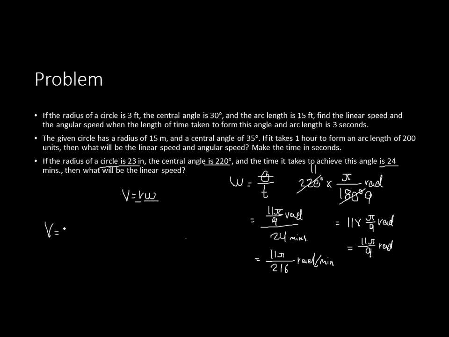So V is equal to your radius, 23 inches, times your speed here, 11 pi all over 216 radians per minute. So let me just use my calculator. 23 times 11 pi all over 216. Am I right? Okay, good.